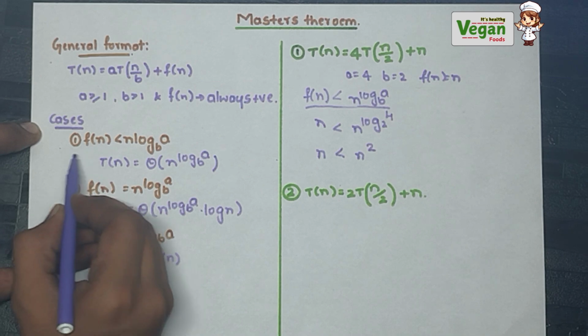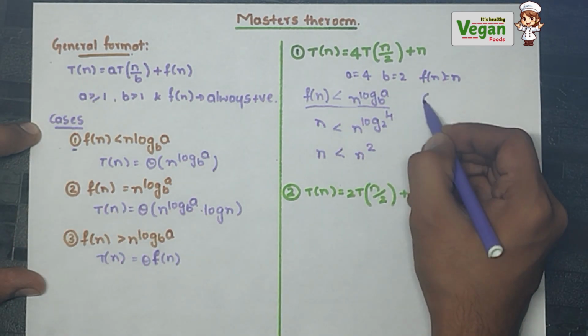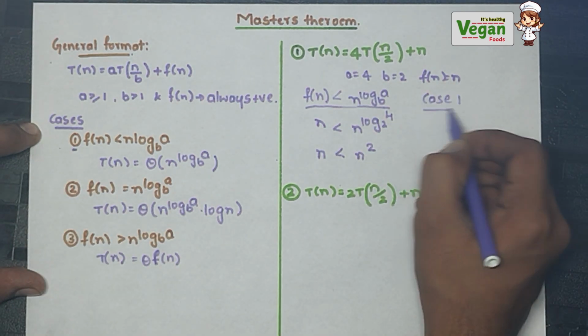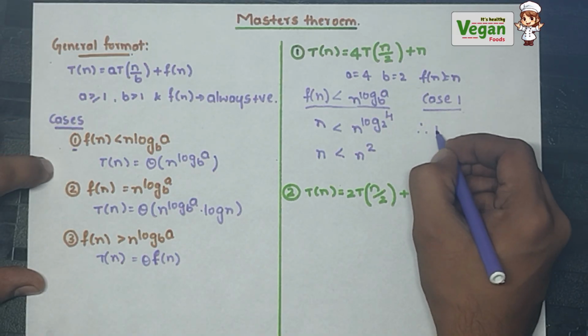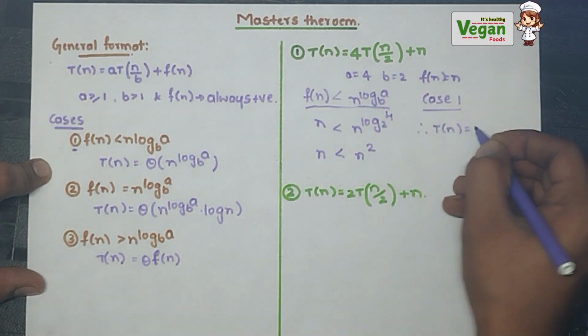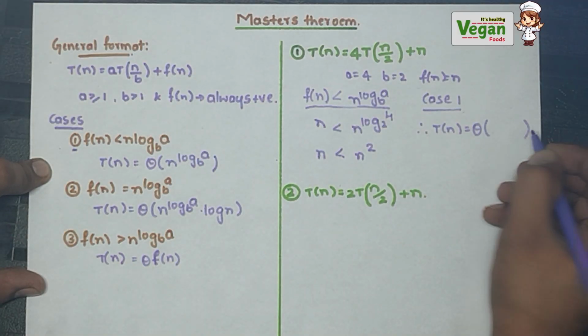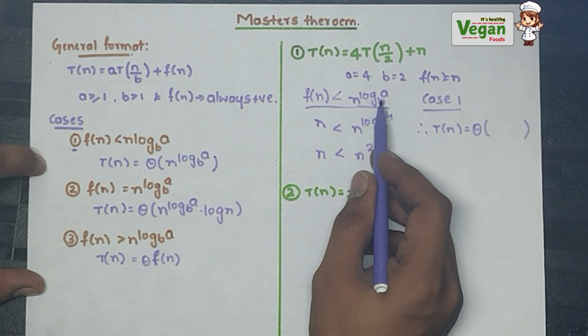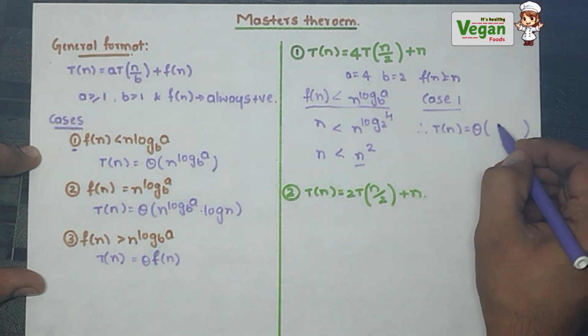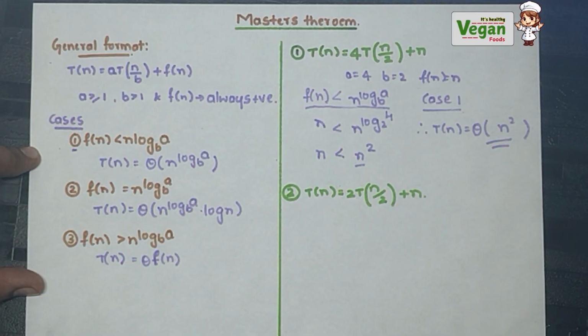So which is the condition? We are using case 1. According to case 1, what is T of n? T of n is equal to theta of n power log a base b. What is the value of n power log a base b? n square. So theta of n square is the value.